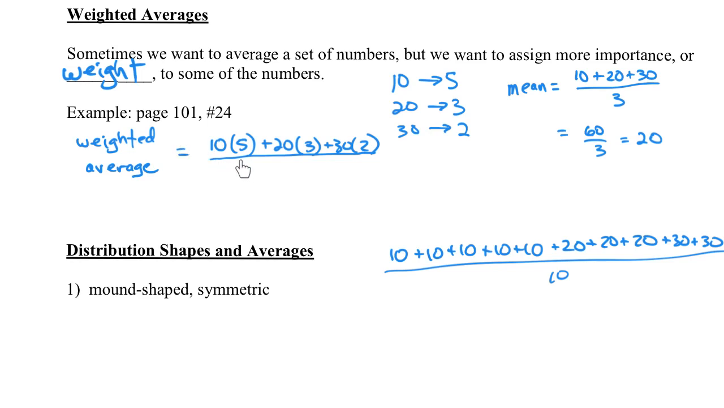When you find the weighted average, you divide by the sum of the weights. So 5 plus 3 plus 2 is 10. So we can't divide by 3 because there's 3 different numbers. We divide by 10, the sum of all the weights.